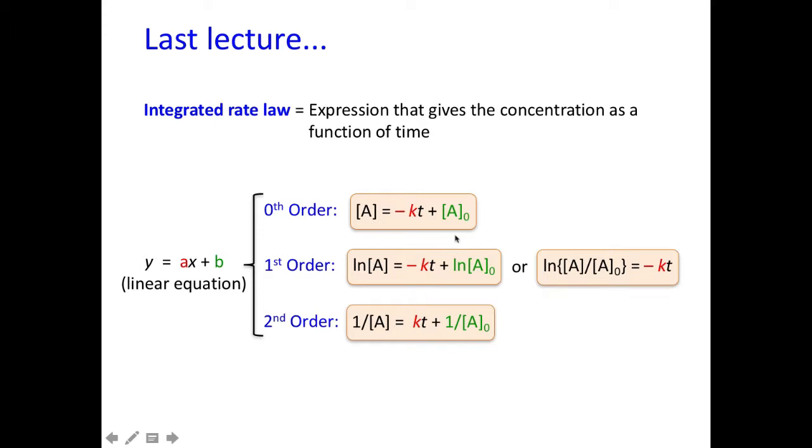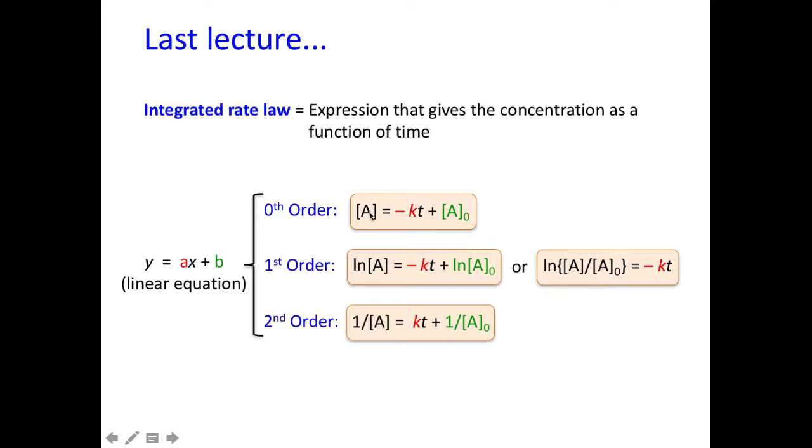In all cases, it's possible to take the data of concentrations against time, build a table, and plot these points, concentration against time, and we can now make a linear regression like this, so that we can find the gradient or the slope, which is A, which would be minus K in this case, minus K in this case, or K, and the intercept B, which would be in this case the initial concentration of A, or the logarithm of the initial concentration of A, or 1 over the initial concentration of A.